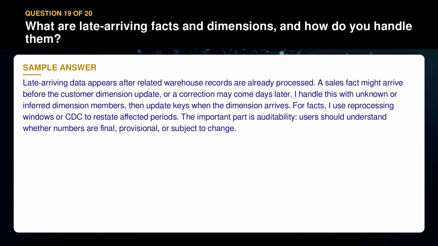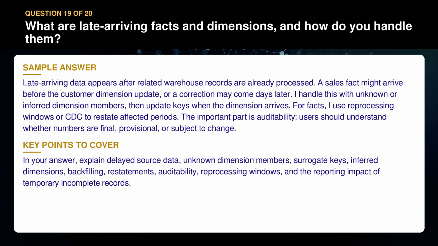The important part is auditability. Users should understand whether numbers are final, provisional, or subject to change. In your answer, explain delayed source data, unknown dimension members, surrogate keys, inferred dimensions, backfilling, restatements, auditability, reprocessing windows, and the reporting impact of temporary incomplete records.